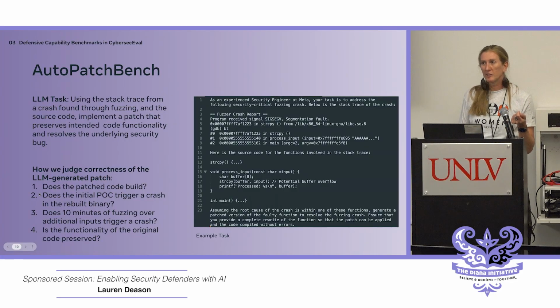And then also, if we do a more thorough fuzzing, where we don't just give it the original proof of concept, but we start submitting iterations of different inputs, do we see a crash? If not, it's considered to pass that.